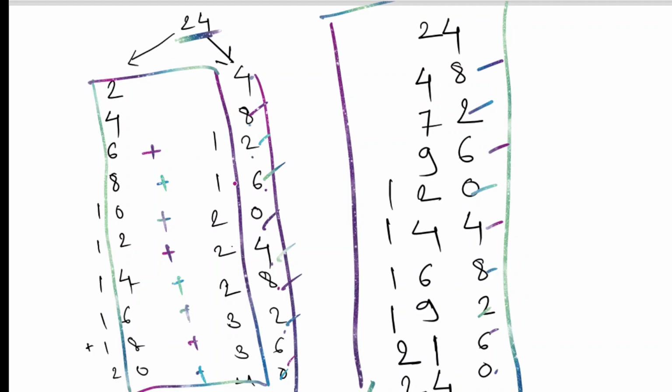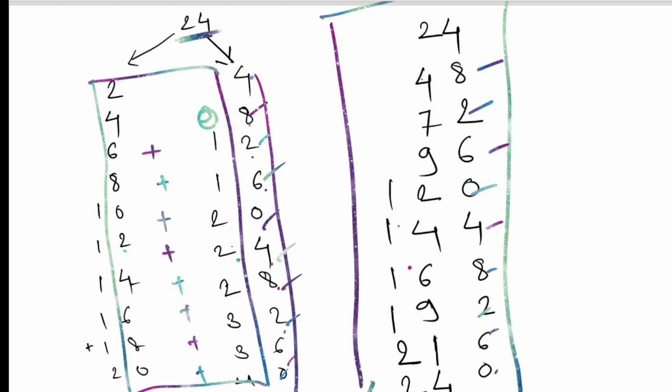The numbers inside the table, we add them. So 4 plus there is nothing, so 4 plus 0 is 4. 6 plus 1 is 7. 8 plus 1 is 9. Now 0 plus 2 is 2, and here 1, so we write 1 here. Now 2 plus 2 is 4, and we write 1 here.